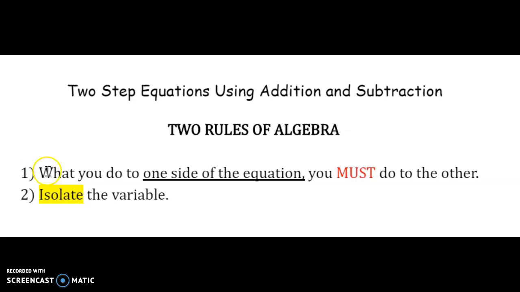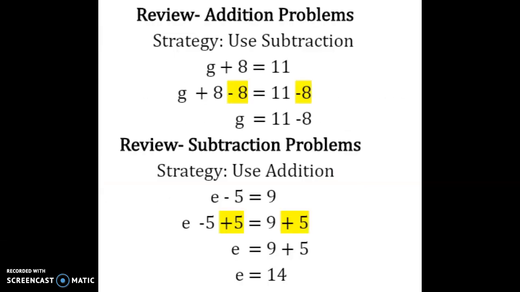The first rule is what you do to one side of the equation, you must do to the other. We've seen that in our previous algebra work. The second thing is we have to isolate the variable, or get that variable by itself, because we've got to solve for the variable. Let's take a moment to review what we already know. When we're working with an addition problem, our strategy is to use subtraction because it cancels itself out.